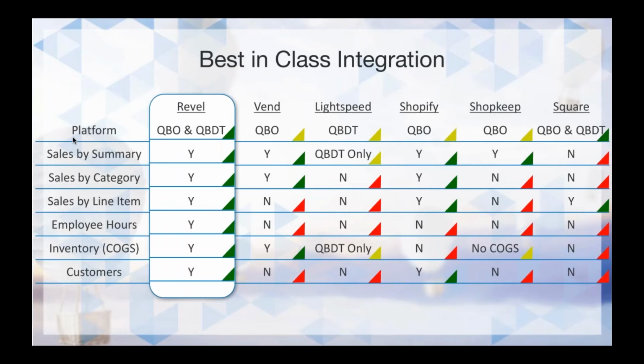So looking at what else is available on the market now, we have a pretty flexible integration here. We can do sales by particular line item, meaning on a product level, we can pass over every single product that you sell. We do sales by category. So for example, if you wanted to see how much alcohol you're selling versus food, we can do that. And of course, the integration we've had for the longest is our sales by summary, which is just a breakdown of taxable versus non-taxable sales.